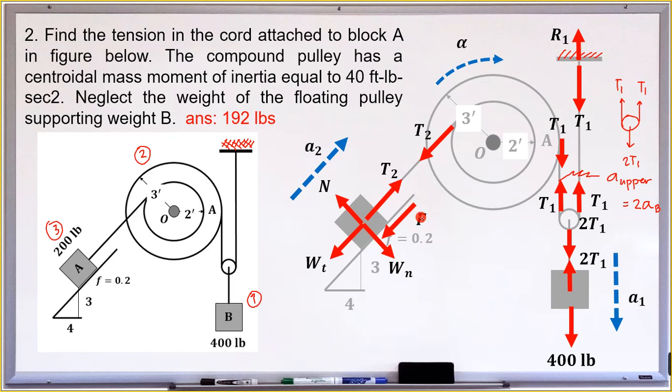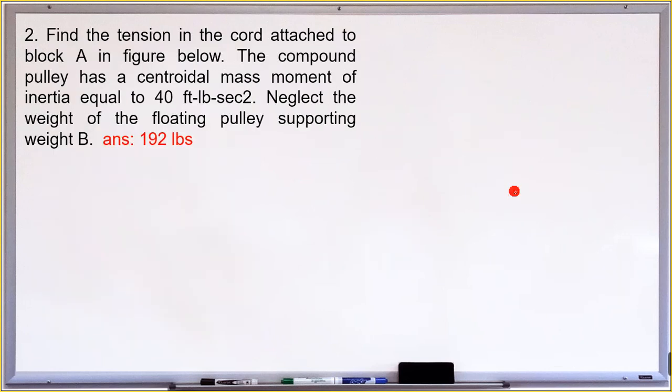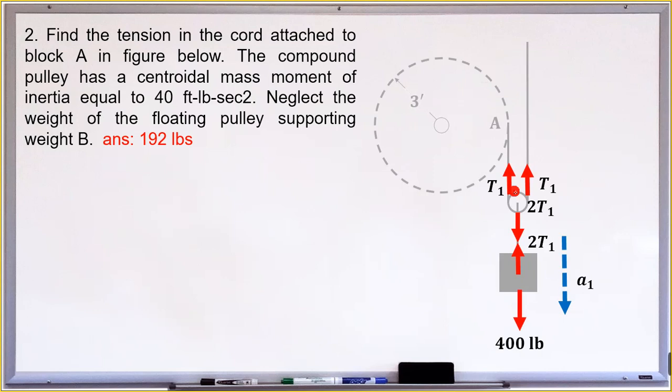Now what else? Our compound pulley, of course, has its weight, WP, and of course the bearing reaction, the same thing as what we did in the first problem. So R naught. Okay? After this, on the next slide, we are going to dissect these three objects, then perform the summation of forces. Let's start with block B, the first object, which is a particle.